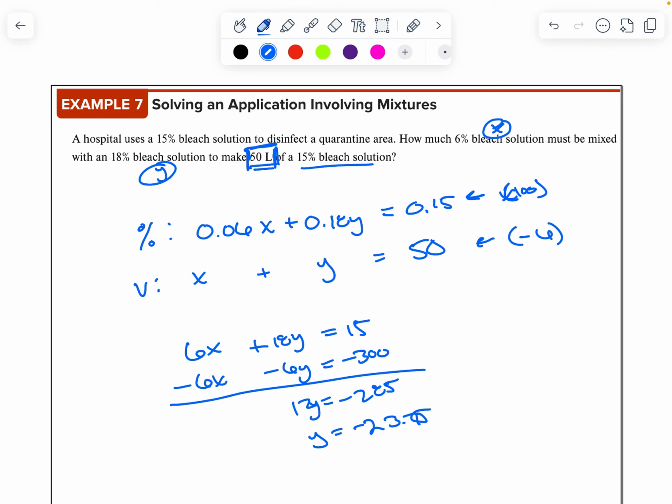We're going to have to go back and rethink our equations up here. What I'm doing, this process, is I'm thinking we're adding together volumes of solution to make 50. There's no way one of those volumes is -23, maybe +23, but obviously I have something incorrect here. How much 6% bleach solution must be mixed with an 18% bleach solution to make a 15% bleach solution?